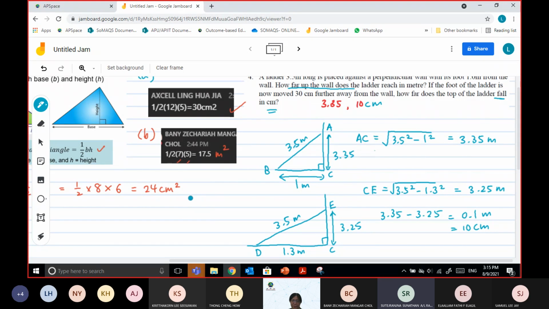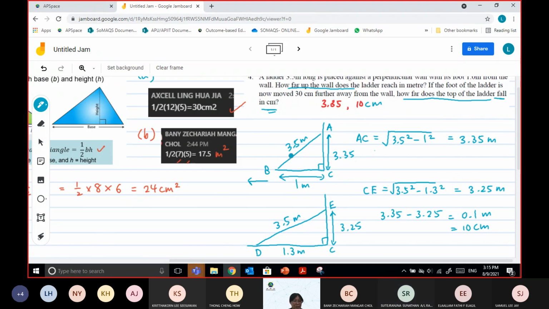Miss, why do we have to minus 3.25? Oh, because they ask how far does the top of the ladder fall in cm. When you move your ladder 30 cm further away from the wall, the ladder will definitely fall. You get what I'm trying to tell you? The ladder will definitely fall.